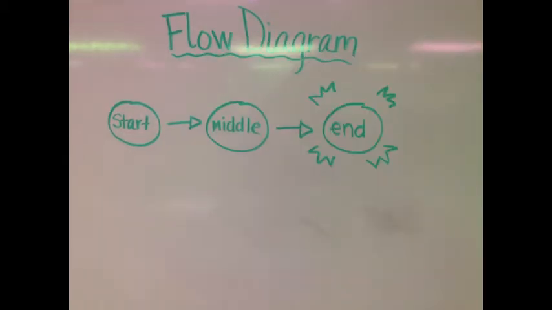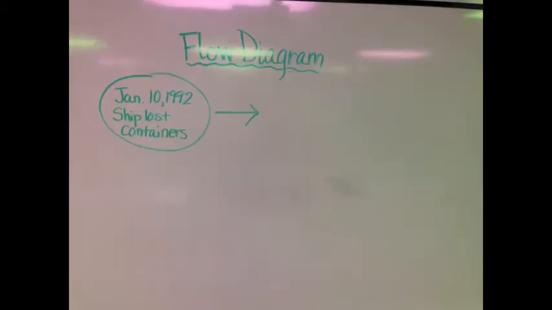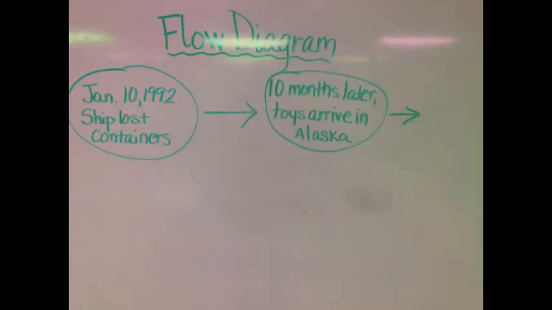I am going to use a flow diagram to help me figure out the section Duck that I've just read. Let's see. I know I need to have a beginning, a middle, and an end. This will surely help me organize my selection. Okay, so the first bit of information says that on January 10th of 1992, a ship lost a bunch of containers in a storm. I know the next bit of information comes after because it says 10 months later. So I'll write that down. 10 months later, toys arrive on Alaska's shores.